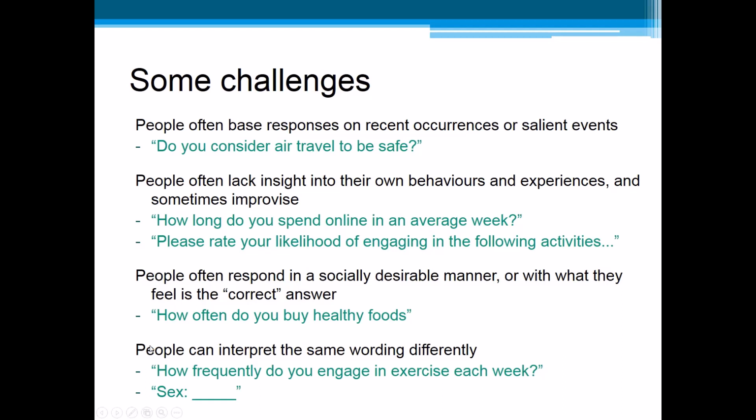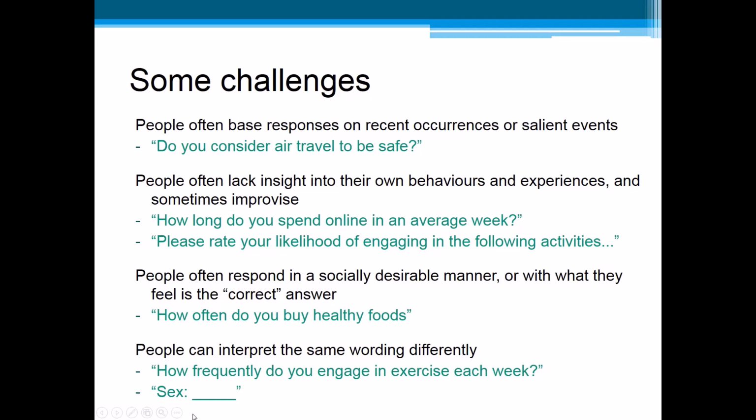And then linking to that idea of reliability that we talked about in the previous slide is that people can often misinterpret questions or interpret wording within questions in different ways. So they're essentially responding to different questions if you think about them like that. So how frequently do you engage in exercise? Well, what do you mean by exercise? Is it something very minor or something more elaborate when we're talking about that? So we want to make sure people are responding to the same question.